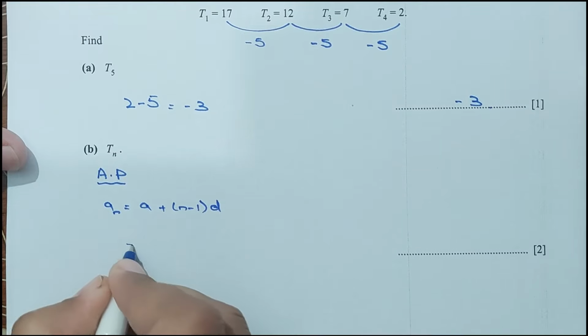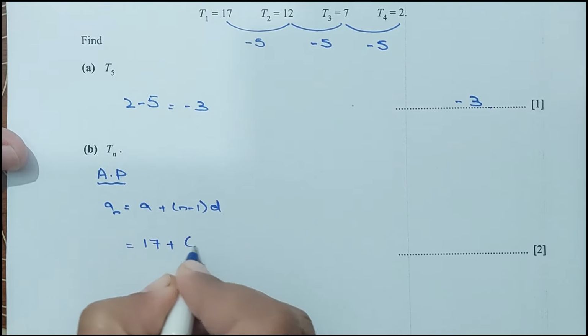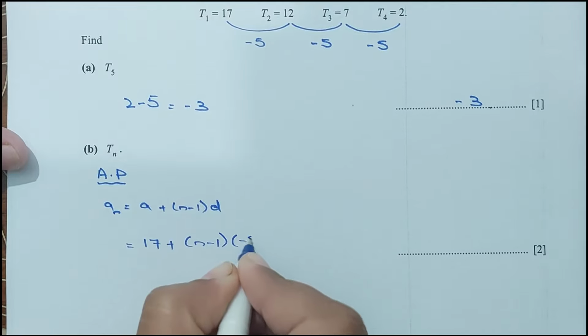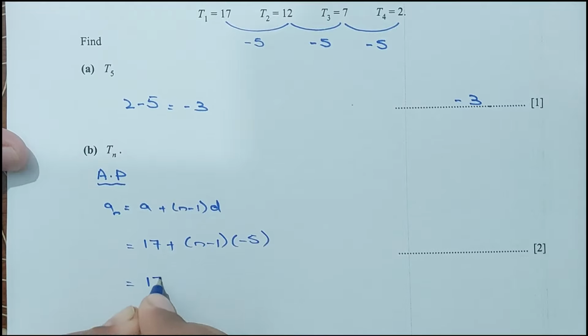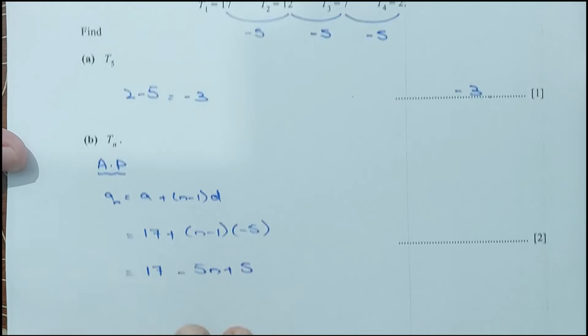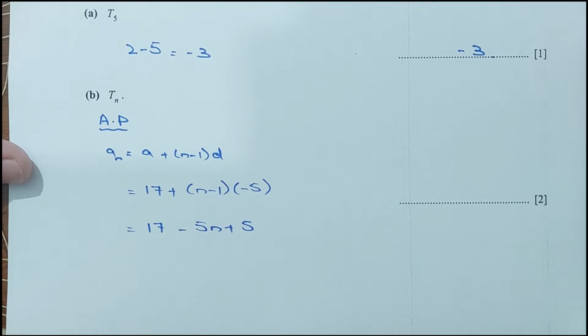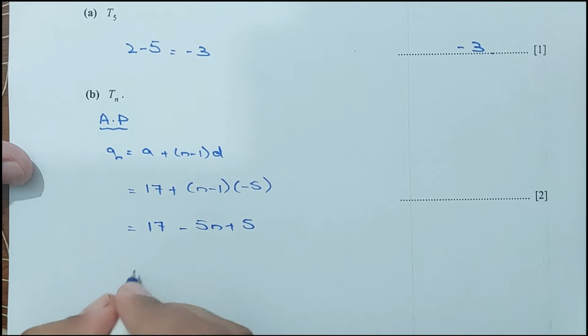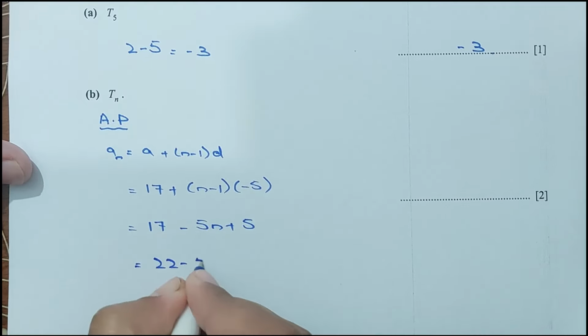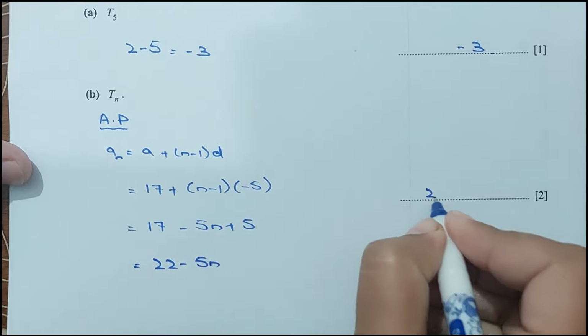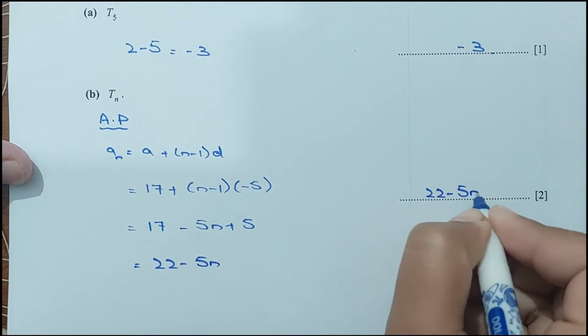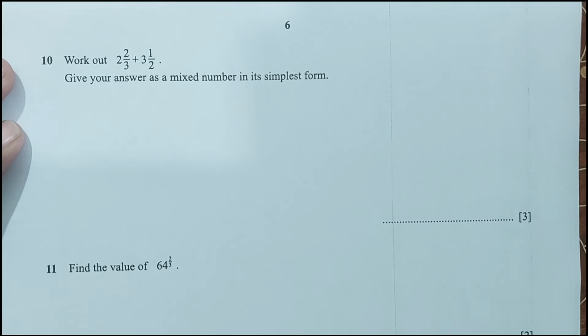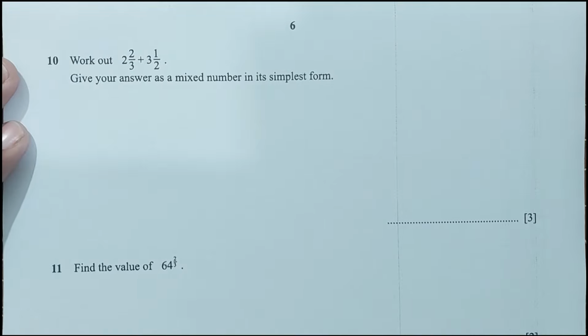Right, a is the first term, that is 17, plus n minus 1, d is the common difference, which is negative 5. So we have 17 minus 5n plus 5. In 17, when we add 5, 17, 18, 19, 20, 21, 22. So that is 22 minus 5n.